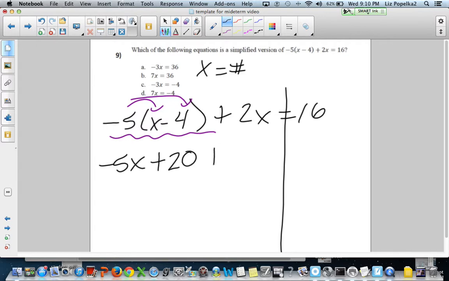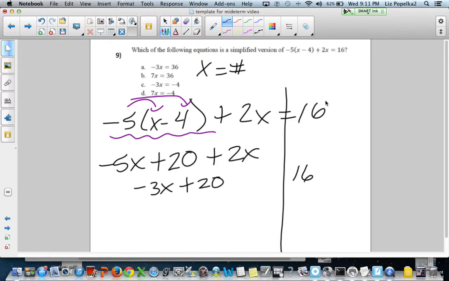I'm going to bring down this 2x. Now I can do this negative 5x combined with that positive 2x. Negative 5 plus a positive 2 is a negative 3x. Now I'm ready to start doing some actual solving here. So let's see. So far I've got negative 3x plus 20. So I see a negative 3x up here in my answer, but nothing plus 20. So let's go ahead and just keep on solving it like we would.